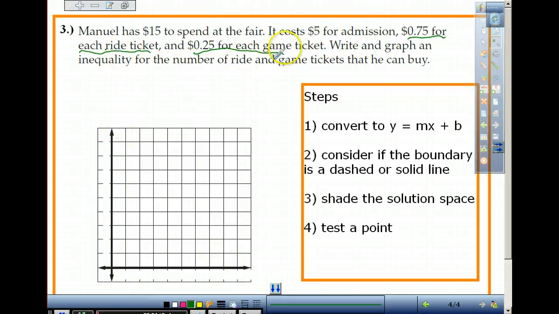Okay? So we can say it's 75 cents per ride. I'll say R. And then it's going to be plus 25 cents for each game. There's my variables. Plus, what else? What's some other costs? Yeah, $5 just to get in. Good. Plus $5 just to get in.